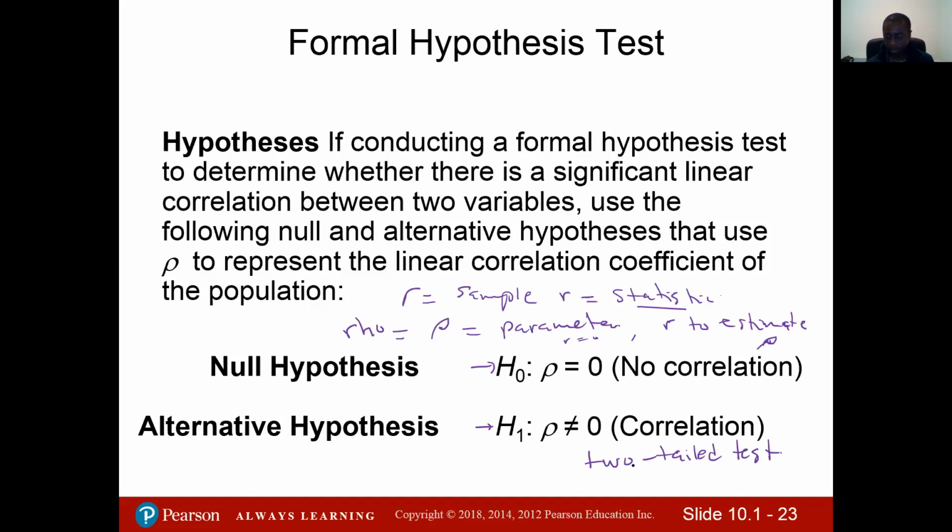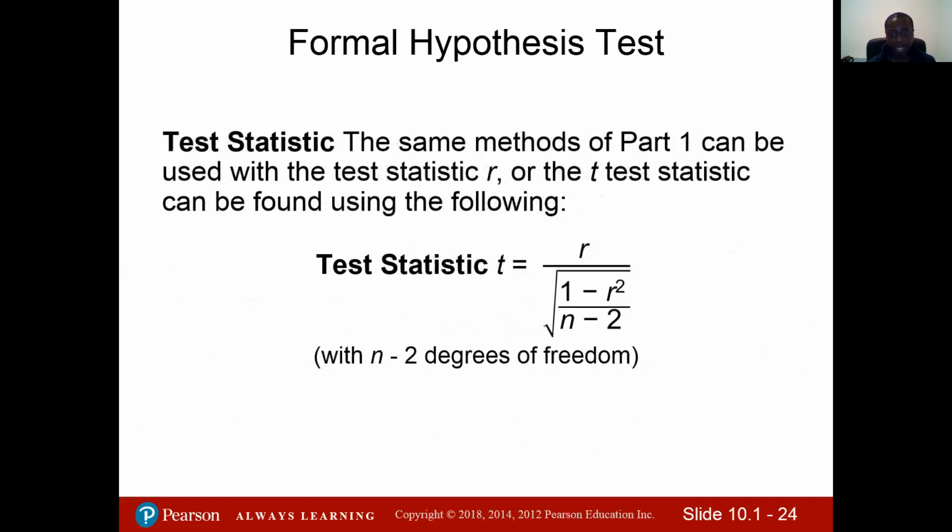This is a two-tailed test. Now, what is a test statistic? It's given by this formula, which is the same as r times the square root of n minus 2 divided by the square root of 1 minus r squared, as I showed you in class. The degrees of freedom in this case is n minus 2. So you can calculate the test statistic and get your p-value.